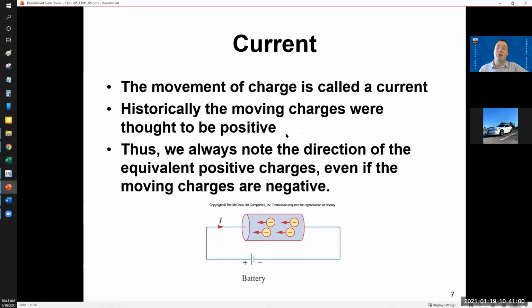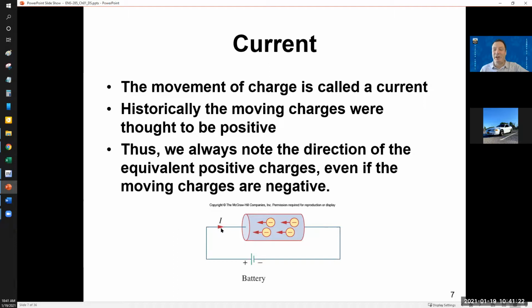Moving charges were always thought to be positive. This is in the old days, right? When electricity was new and exciting and no one knew anything. So we always write this convention. If you see a battery, you write that the current is flowing from positive to negative.